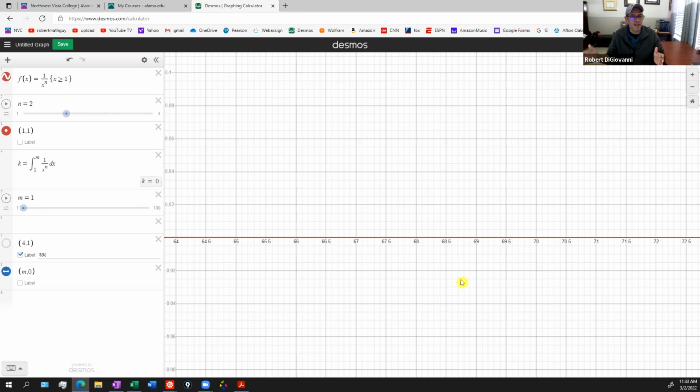Does that make sense? It's like if you roll a die, there are 6 options. The probability of getting a 1 is 1/6, a 2, 1/6, a 3, 1/6. But what's the probability of getting a 1 or a 2 or a 3 or a 4 or a 5 or a 6? Those are the only outcomes. 100%, right? 1/6 plus 1/6 plus 1/6 plus 1/6, 6 times, that's 1.